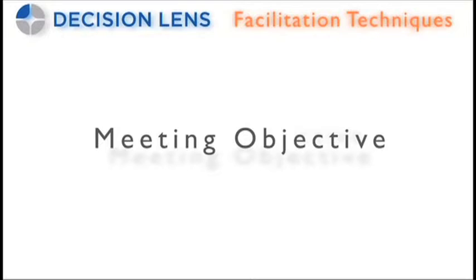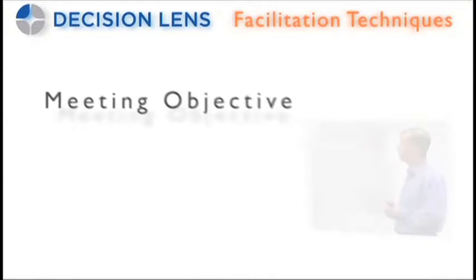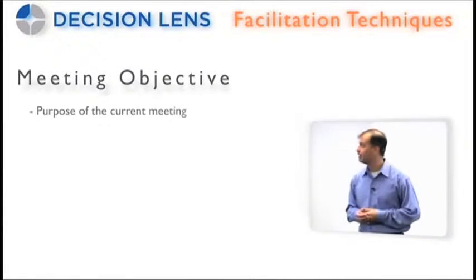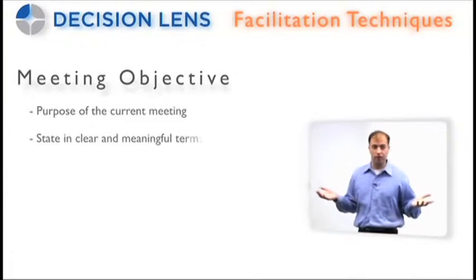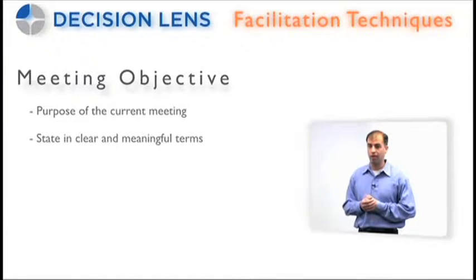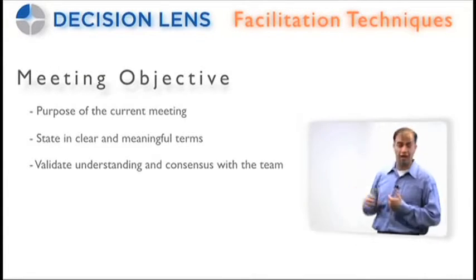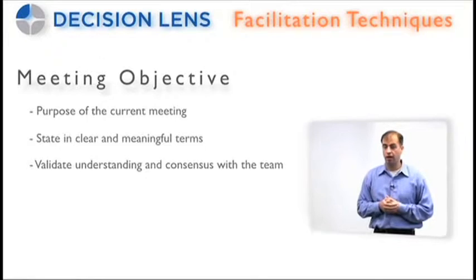So the first tool that is a very effective way of helping with the facilitation process is just to set a clear meeting objective that defines the purpose of the meeting and then states in clear and meaningful terms what people have set out to accomplish in that meeting, and then validate understanding and consensus with the team that that objective makes sense and that that's what they're trying to accomplish.